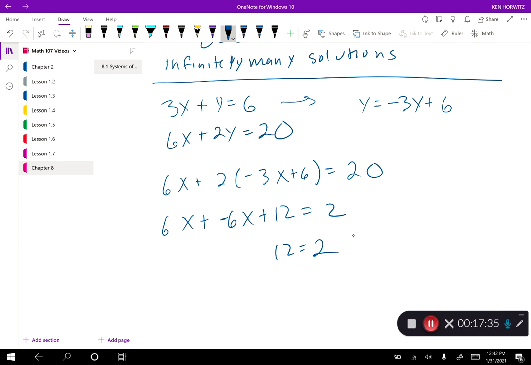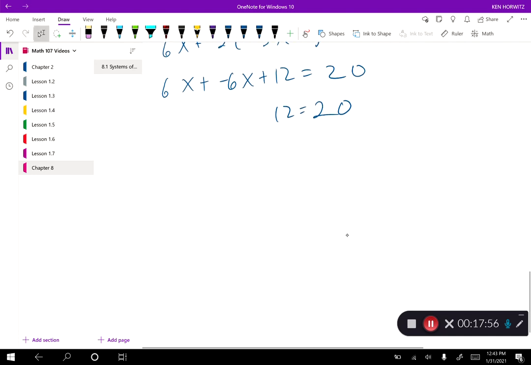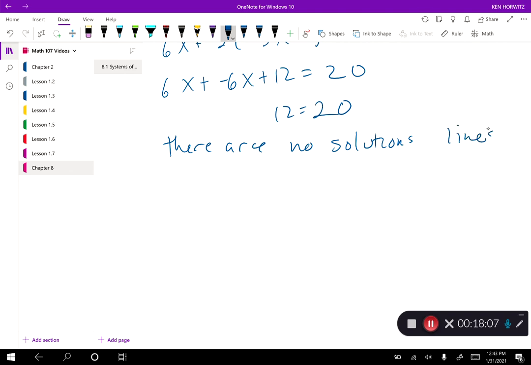Well, it kind of looked like it was going the way the last one went, but unfortunately our statement's not true. At no point ever does 12 equal 2. As far as I know. Or actually 12 equals 20 is better. But either way, it's still not a true statement. So if it's not a true statement, you can say there are no solutions. Lines are parallel.